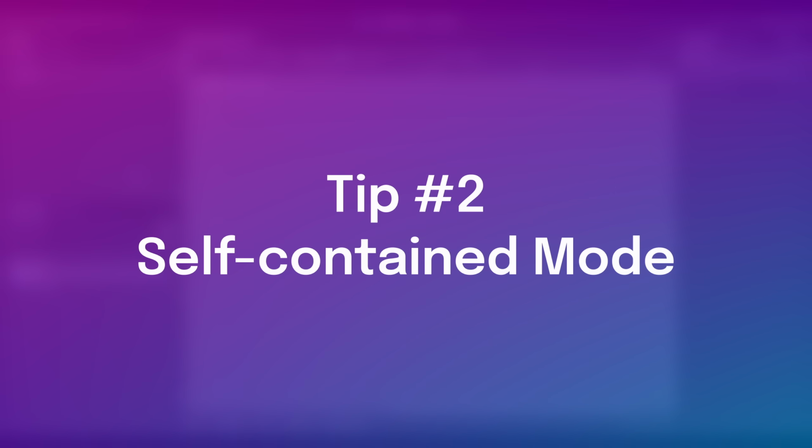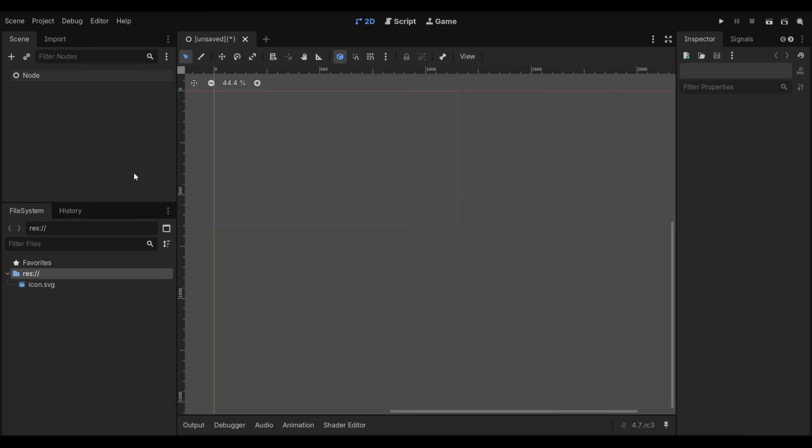Tip number 2, self-contained mode. Self-contained mode is a way of running Godot in a way that's isolated to a particular directory. Typically when you run Godot, Godot will write the editor settings file and any other data that it needs to your user directory, which on Windows would be in app data.